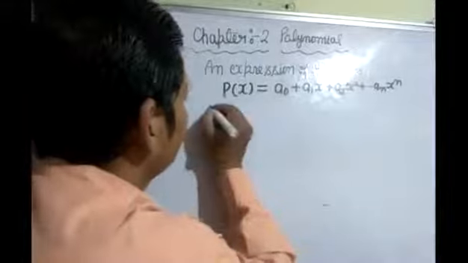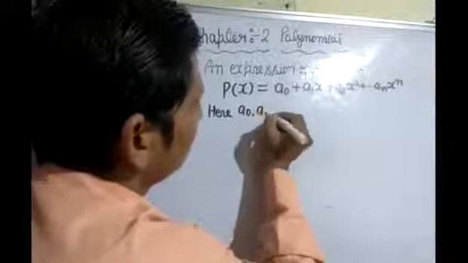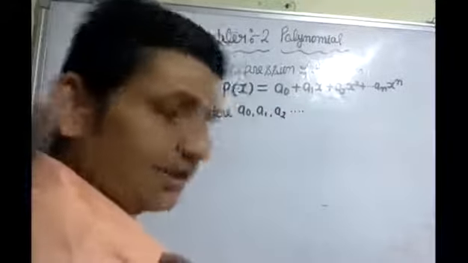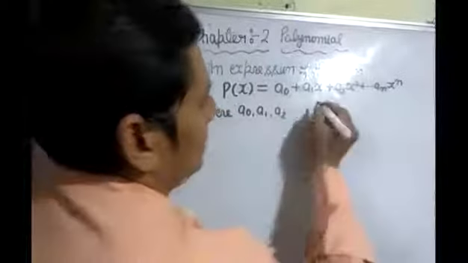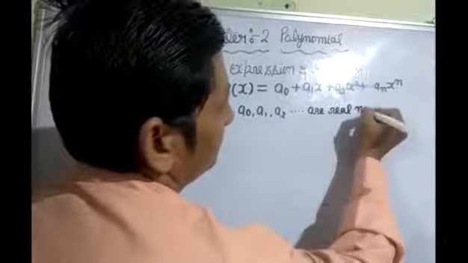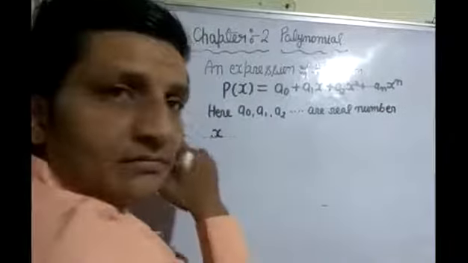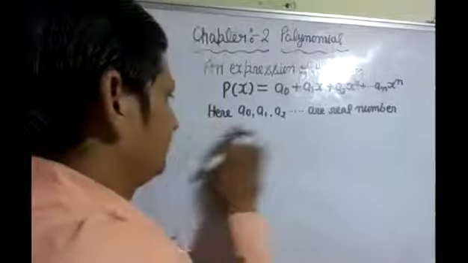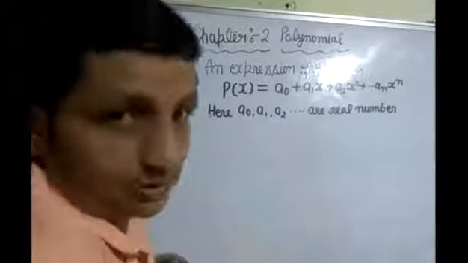Here a0, a1, a2, and so on are real numbers, and the power of x is non-negative. Power of x is non-negative means power of x is positive.